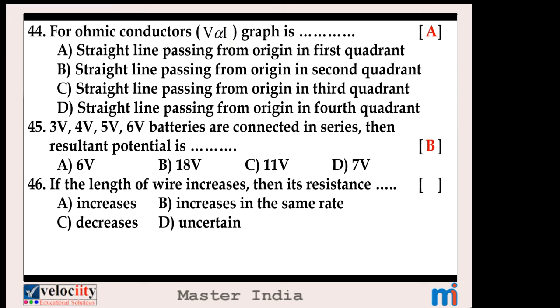46. If the length of wire increases, then the resistance A. increases, B. increases at the same rate, C. decreases, D. uncertain. Option B is correct. If the length of wire increases, then its resistance increases at the same rate.